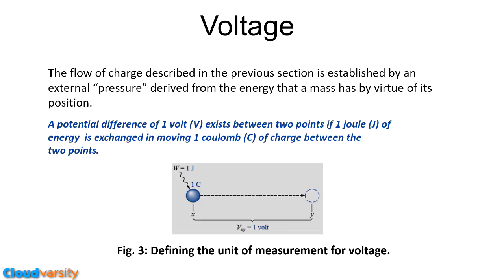Suppose we have 1 coulomb of charge at this point X, and we want to move this 1 coulomb of charge from this point X to this point Y. So to move this 1 coulomb of charge from X to Y, suppose we did 1 joule of work. So voltage is work done per charge. Since my work done was 1, divided by the charge, which is also 1, the voltage between X and Y is 1 volt.